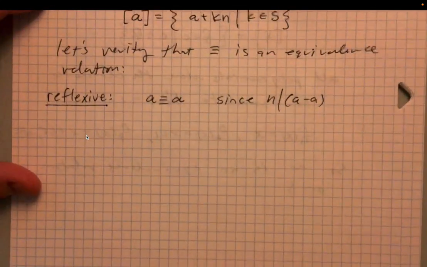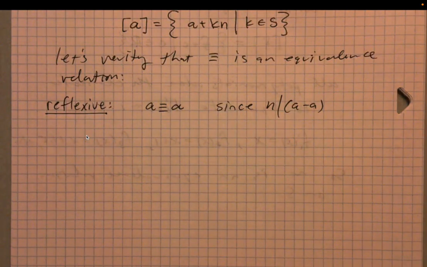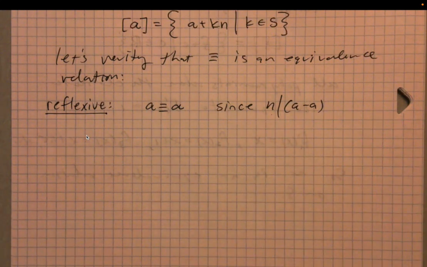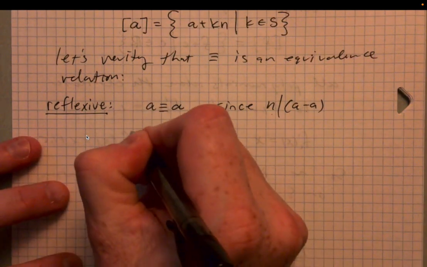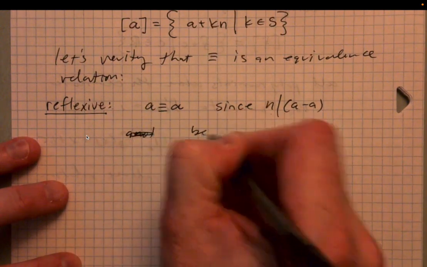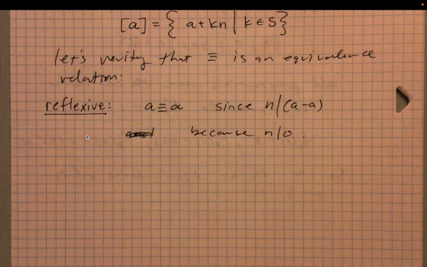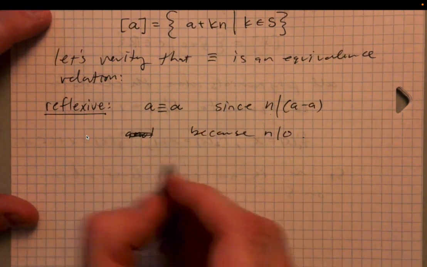And so this is an obvious case where if a is in an equivalence class, then it's equivalent to itself. The reason is that n is definitely going to divide the difference a minus a. Any number divides 0, right? Another way to say it: n divides 0. So it's reflexive. a is always equivalent to itself. What about symmetric?